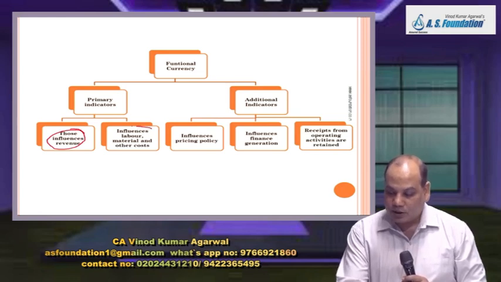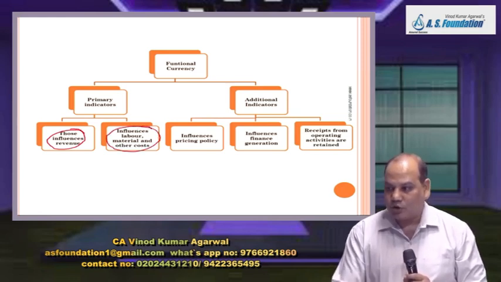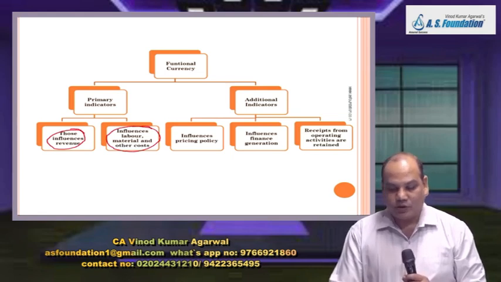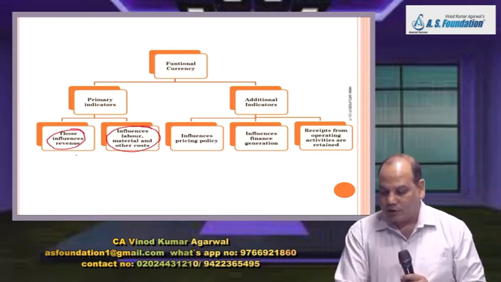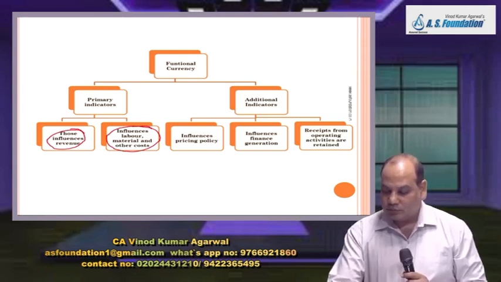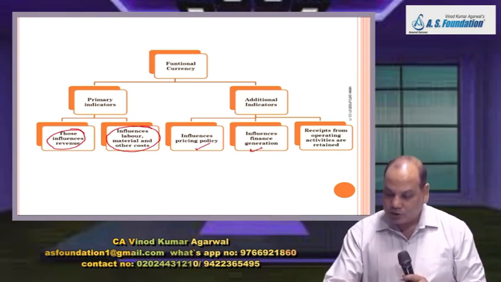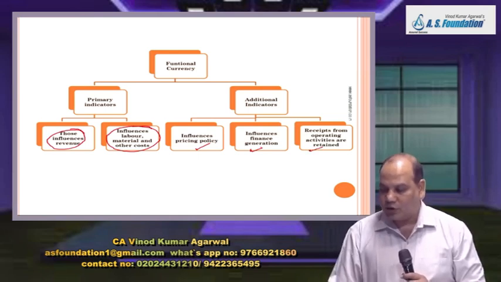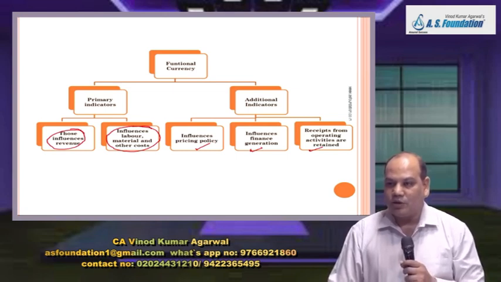And the second primary indicator is cost. Which is the currency in which you generate your revenue, and which is the currency in which you incur the majority of the cost like labor, material and others. Or you can look at the additional indicators. If you're not getting a very clear picture, look at additional indicators like the currency which influences the pricing decision, the currency in which the company raises finance, or the currency in which receipts from operating activities are normally retained.